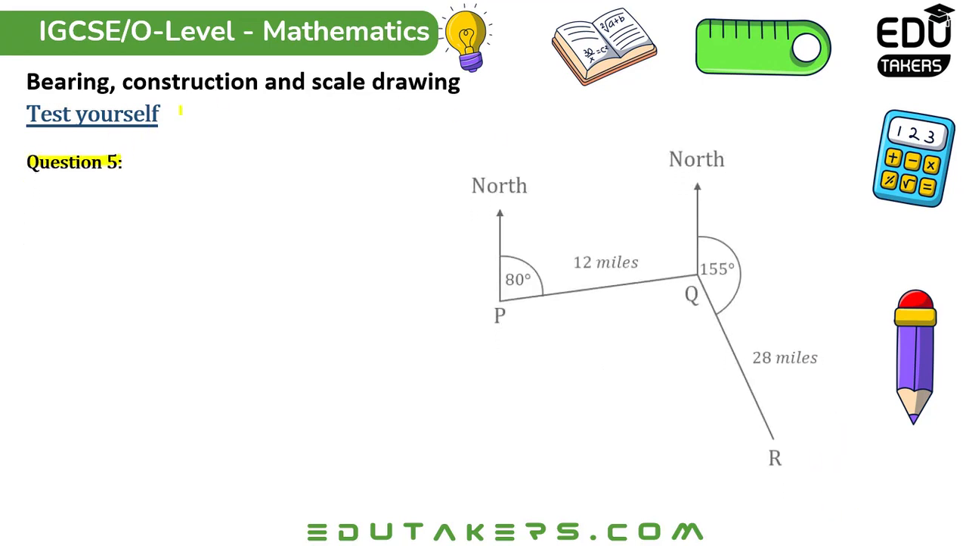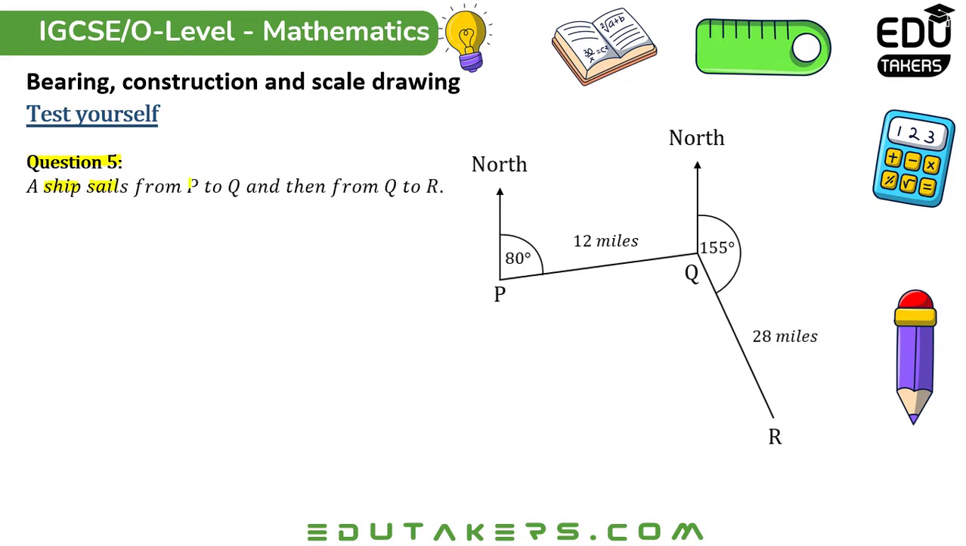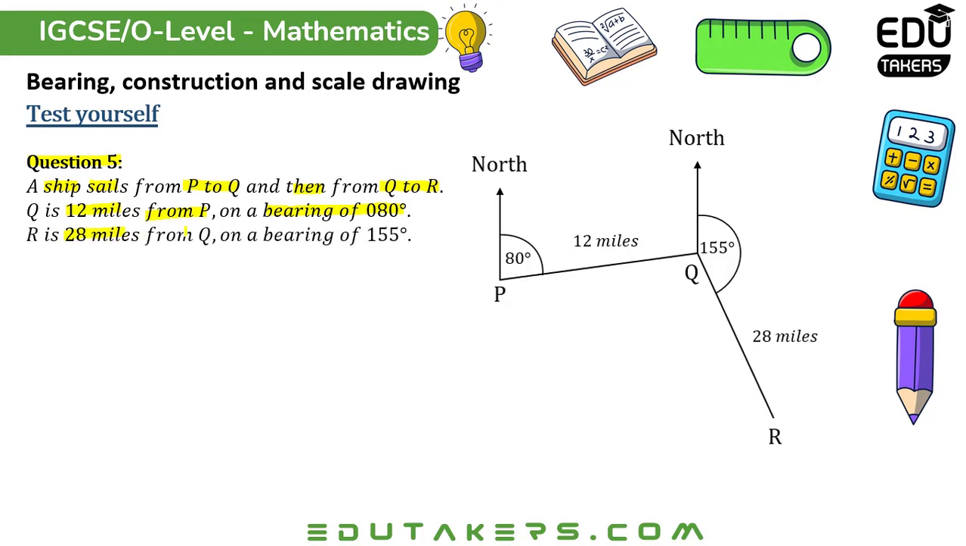Question number 5. A diagram is drawn. A ship sails from P to Q and then from Q to R. Q is 12 miles from P on a bearing of 80 degrees. R is 28 miles from Q on a bearing of 155 degrees. Work out the direct distance from P to R. It's a 4 mark question.